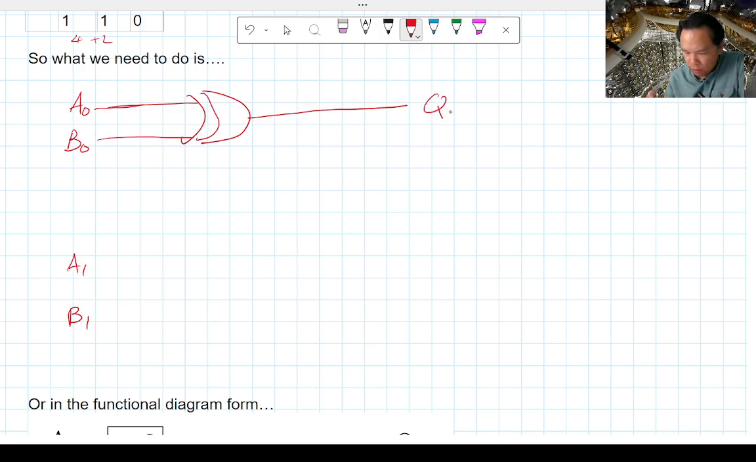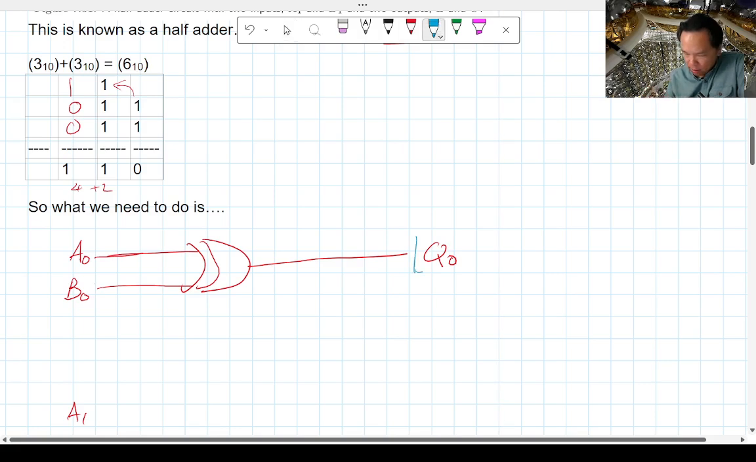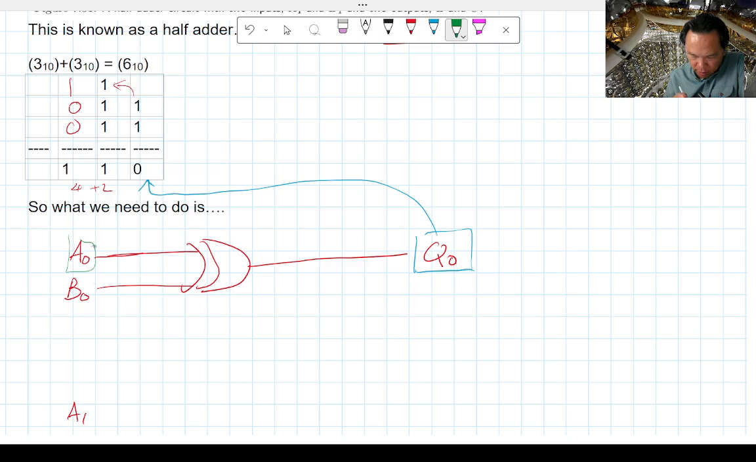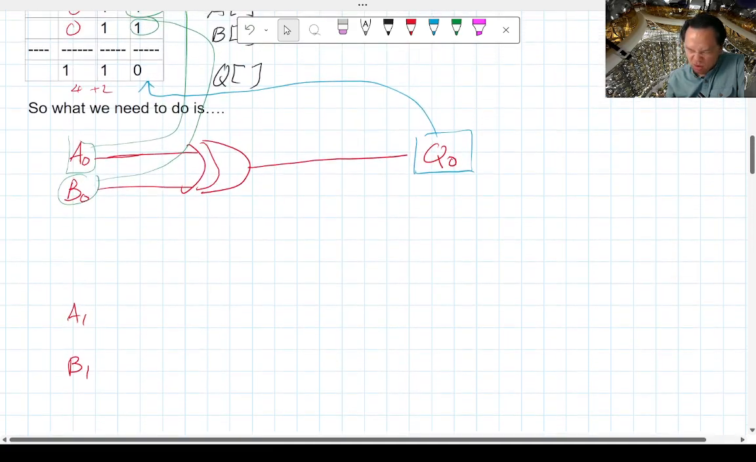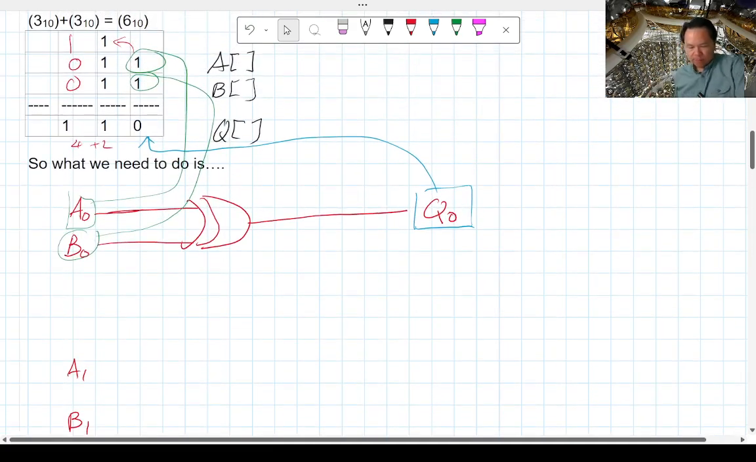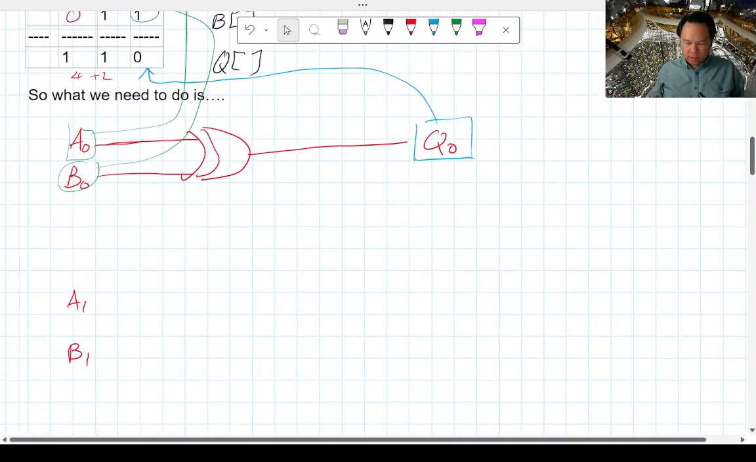Okay, so A0, B0 goes into the exclusive OR gate, as you expect, and the output, let's call the output Q, gives you the least significant bit. So if we highlight these things, this is actually the same as this, and this number is the same as this one. This is the A row, which is a vector, and then the B row, which is a list of binary numbers. And then the Q's are down here. They actually use O for output. I don't like that. Let's just use Q, because O's look like zeros.